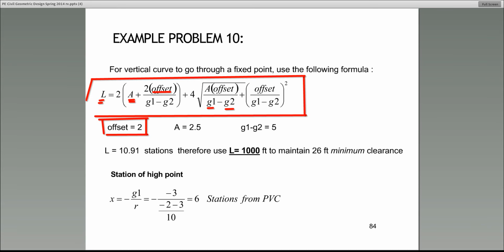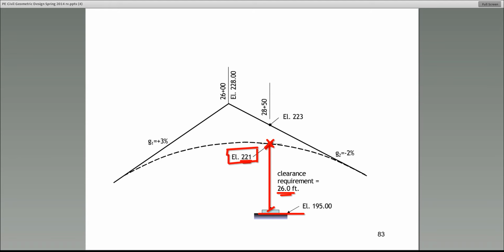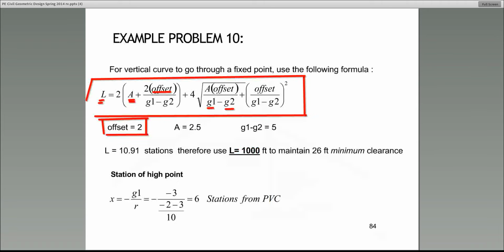I'm going to flip to the previous chart to tell you where we got the 2. Guys, pay very close attention. That's the offset. This is it. Make a note of it. That's simply the tangent offset at the station that you're interested in. So it's the difference between the elevation of the tangent line and the curve at that point. It's simply 223 minus 221. So that's where we got the 2. That's the offset.